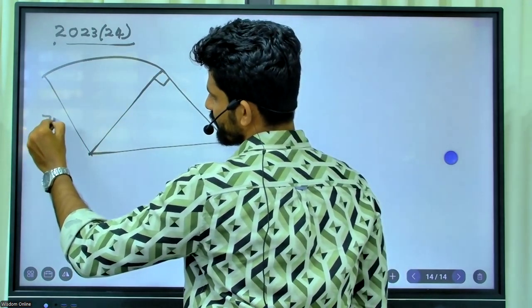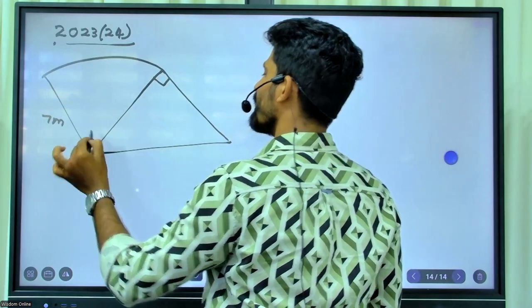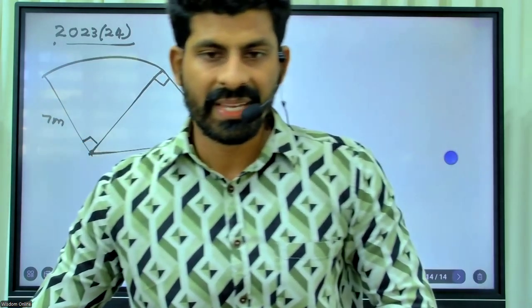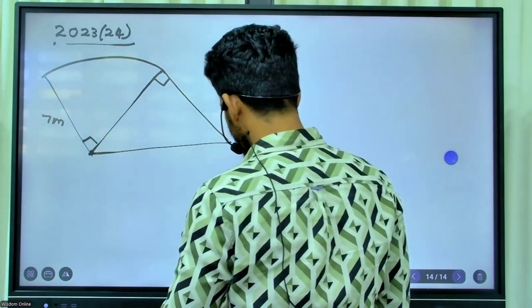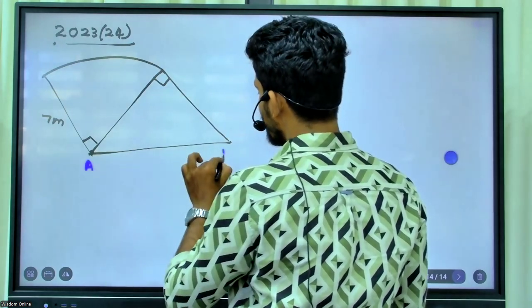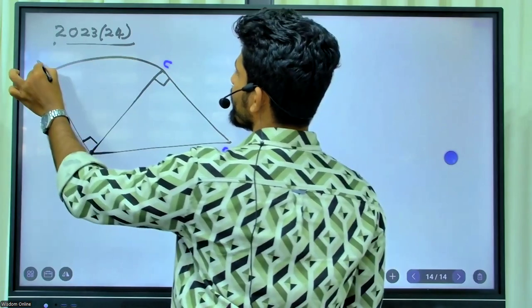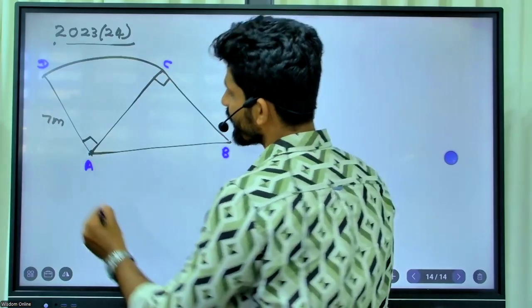So that means 7 meters is the radius, and this is the arc length with 90 degrees. A, B, C, D. Arc length. Question number 1.